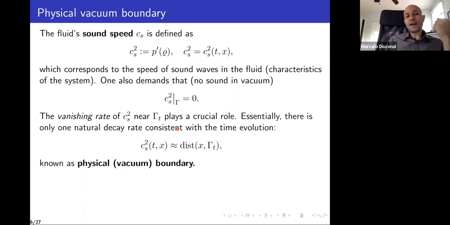Essentially, there is only one natural decay rate which is consistent with the time evolution. And the decay rate that is consistent with the time evolution is that the sound speed squared is comparable to the distance to the boundary, at least for points near the boundary. Away from the boundary, you don't need to require this. And this condition is known as a physical vacuum boundary condition. So that's the title of my talk.